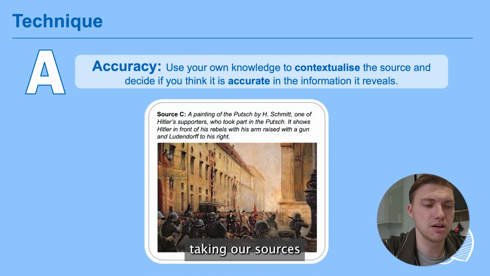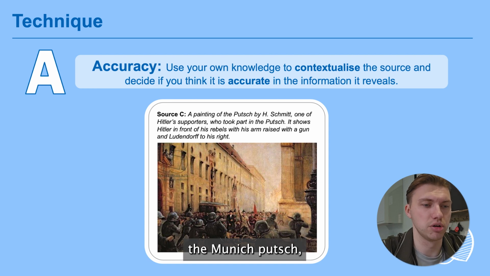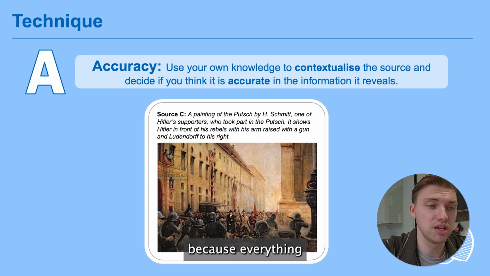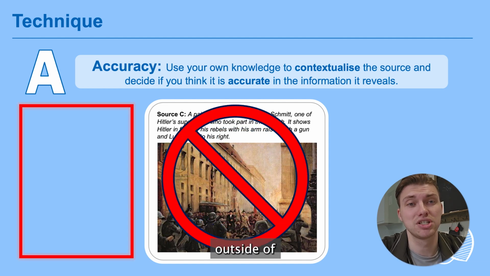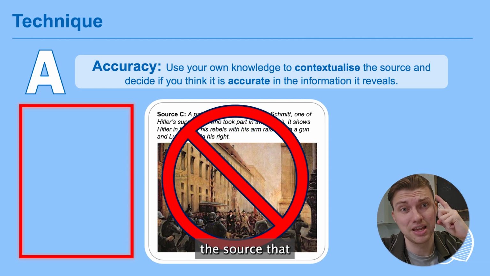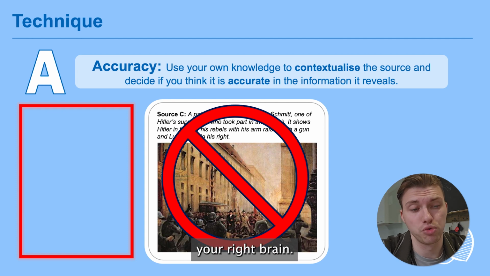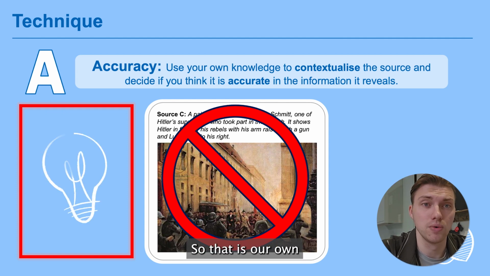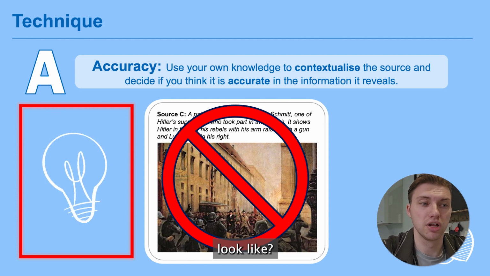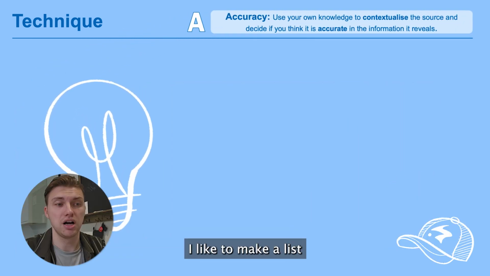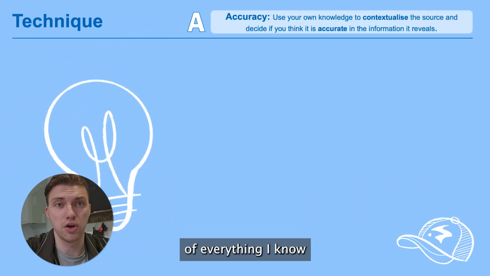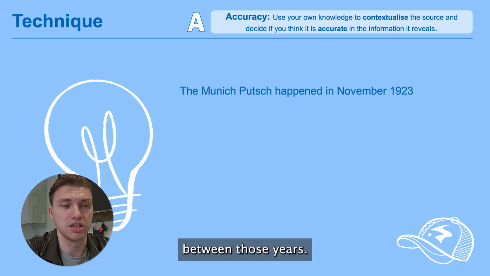So again, taking our source C here of the Munich Putsch. This time, we're not looking inside the source, because everything that happens in our contextual knowledge is happening outside of the source. That is coming from inside your own brain, so that is our own knowledge. So what could our own knowledge look like? Well, what I like to do, first of all, is as soon as I read the question, make a list of everything I know that happened between those years.